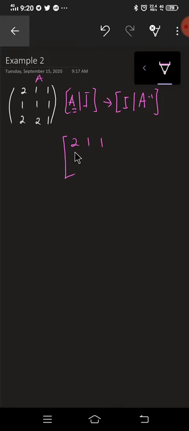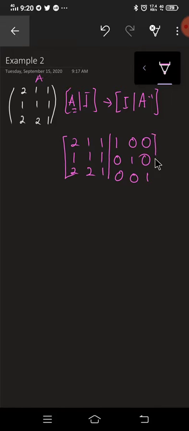2 1 1, 1 1 1, 2 2 1. So the right part is the identity, 3 by 3 identity. Okay. So what is the next part?